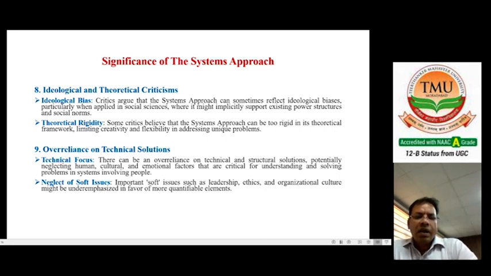Overreliance on technical solutions. Technical focus: there can be an overreliance on technical and structural solutions, potentially neglecting human, cultural, and emotional factors that are critical for understanding and solving problems in systems involving people. Neglect of soft issues: important soft issues such as leadership, ethics, and organizational culture might be undervalued in favor of more quantifiable elements. These are very important parts of the criticisms.